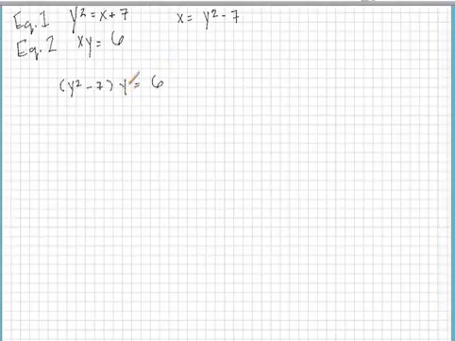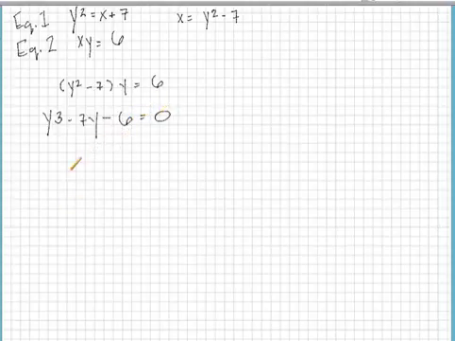I'm going to distribute this y, bring the 6 over to the left-hand side and set it equal to 0 since we're solving it. So this is y cubed minus 7y. Let's bring the 6 over so it becomes minus 6 is equal to 0.